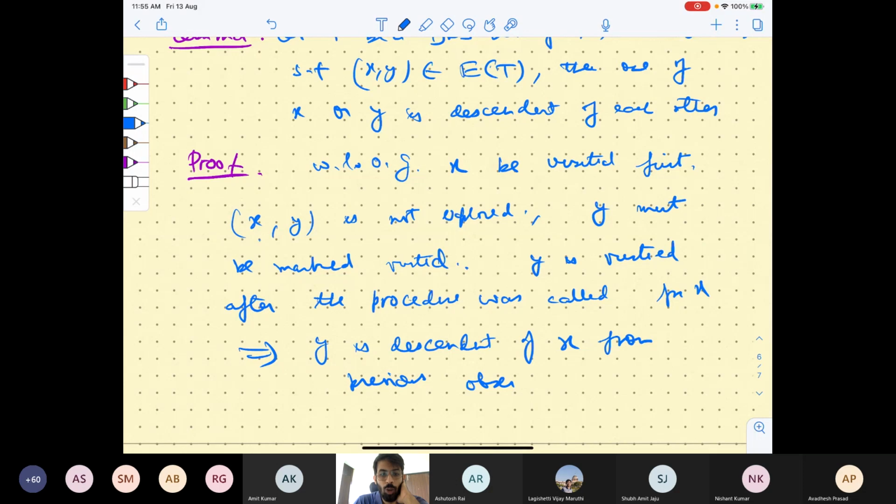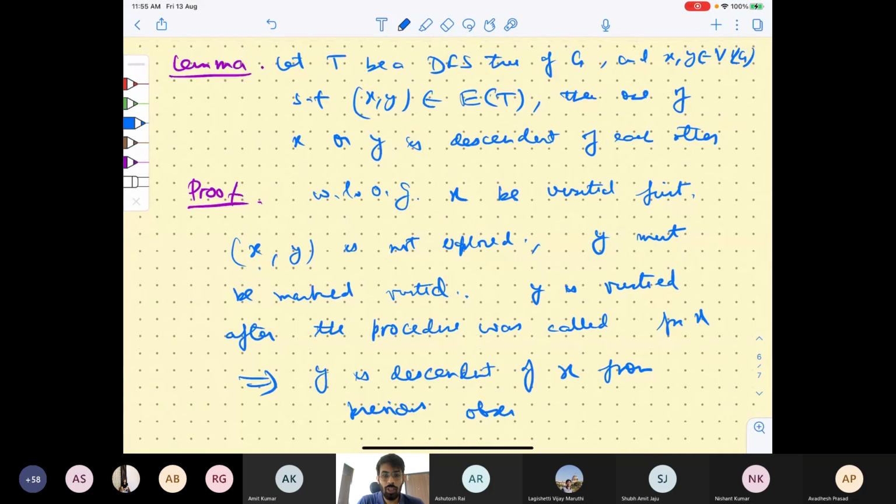So what does the proof say? Without loss of generality, let x be visited first. Now, why am I saying xy is not explored? Because xy is not a tree edge, which is what the statement of the lemma says. So xy is a graph edge, but it is not a tree edge.